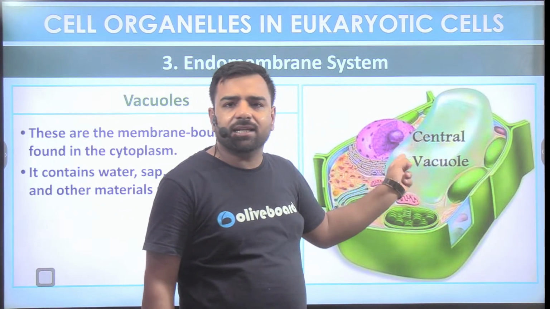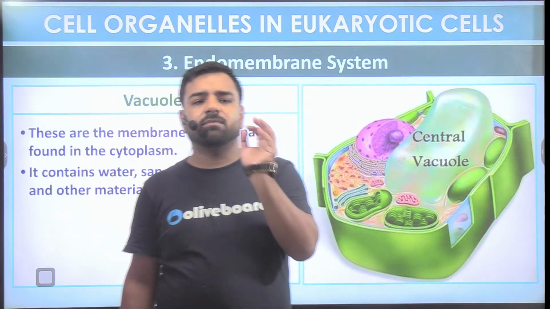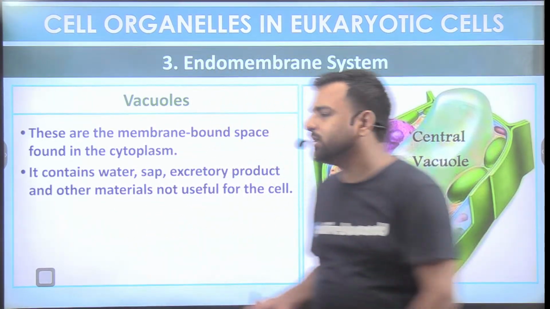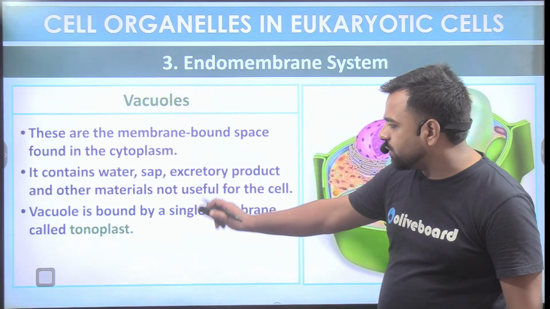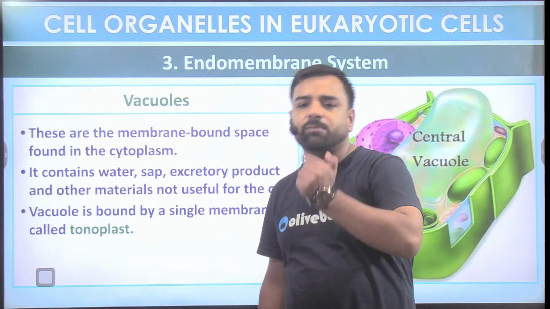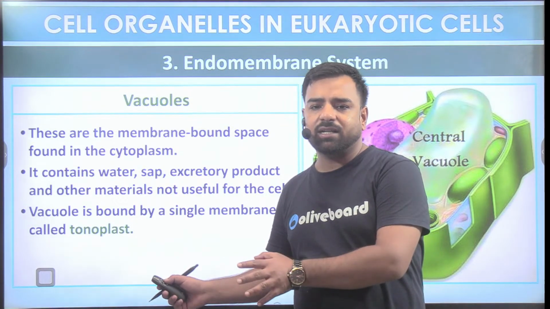Do you know what that name is? Please mark that name. Please note it down. This is known as tonoplast. No worries, I have mentioned it in the next point. So a vacuole is bound by a single membrane that's known as tonoplast, and this question is the most repeated part. It's asked again and again in the examination.